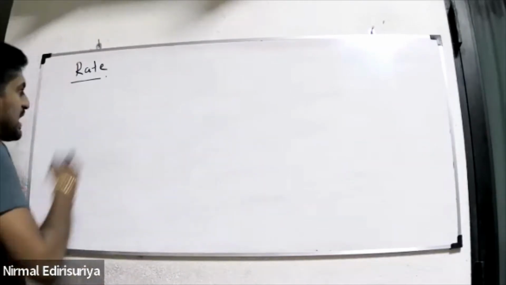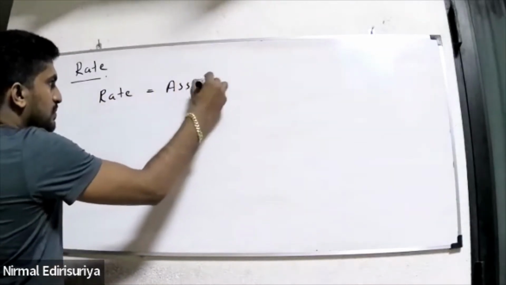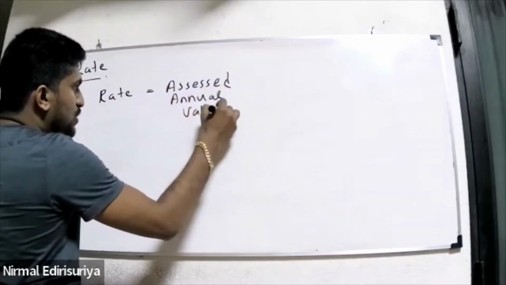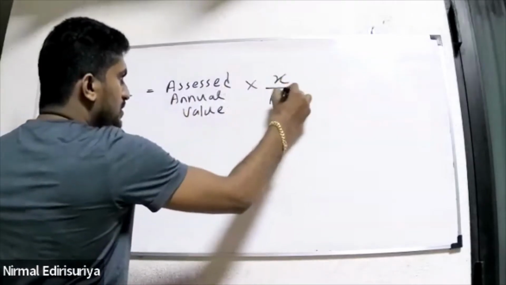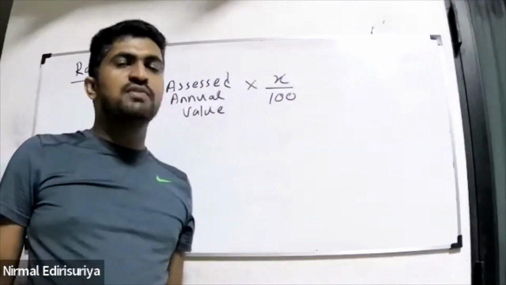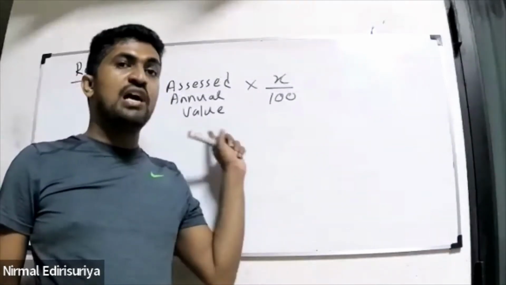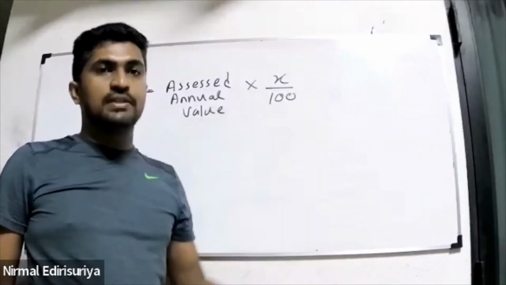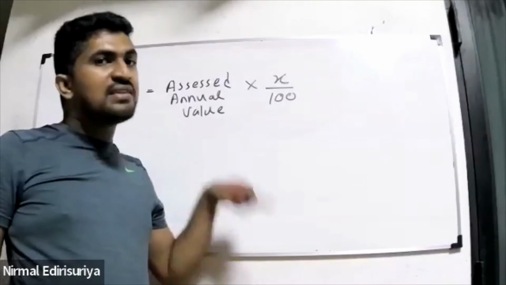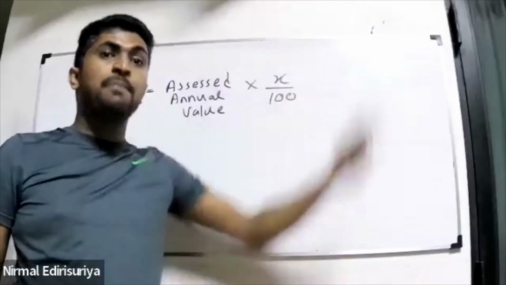Okay. So rate we are calculating for the assessed annual value. Assessed annual value into x over 100. That is a kind of unique value given to your house by the municipal council of your area. As I told you, they are going to update this year to year. Your previous year's assessed annual value is not the same as this year. Next year it is more than this.